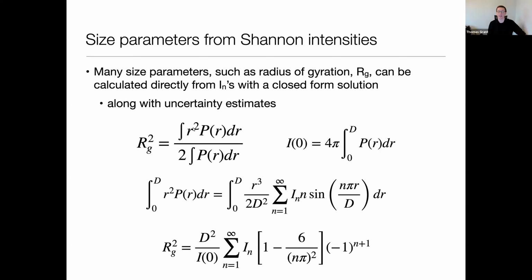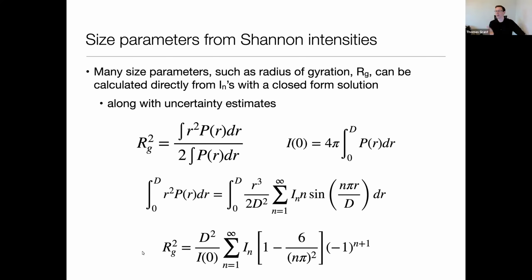So this numerator is r squared times p of r. We can plug in our p of r curve there. It's effectively the second moment of the p of r curve. And we can plug our p of r curve there with our INs, go through several rounds of integration by parts and solve this. And we end up with this equation for the radius of gyration.